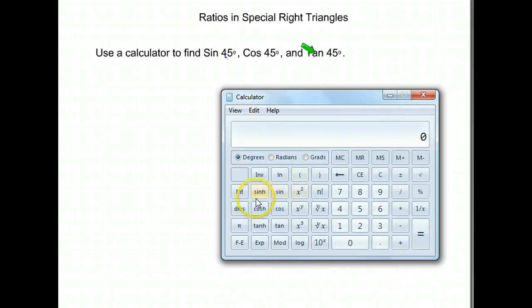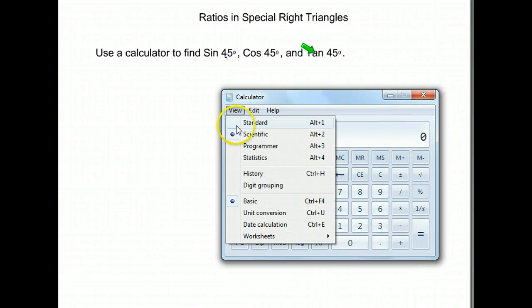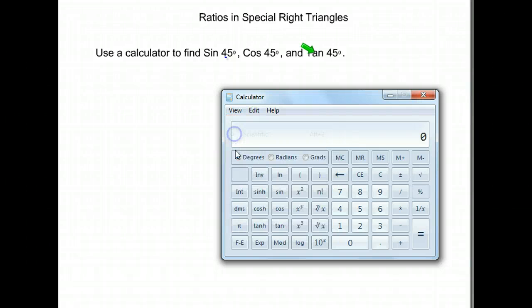Okay, so on your calculator, one thing you want to do is make sure, first of all, that it's in scientific mode so that you have all of these buttons over here. Okay, the other thing that you want to make sure of is that it's in degree mode. Okay, so notice there's radians, gradients, and degree. You want it to be in degree mode.